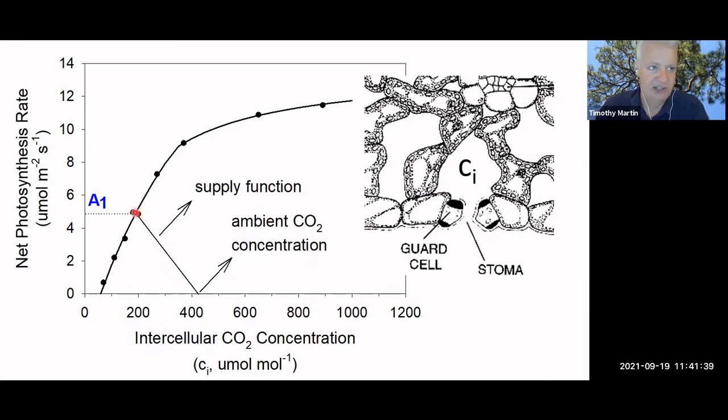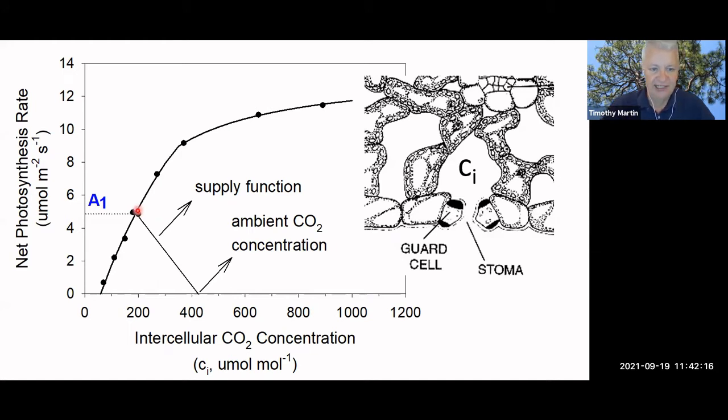So if we were to measure net photosynthesis rate just on a leaf under some conditions, let's say that measurement we take is A1. That's going to sit somewhere on this ACI curve. And there will be some CI, which in this case would be about 200. So when we measure net photosynthesis rate, usually at saturating light, we'll get a net photosynthesis rate and a CI. So this would be the calculated CI.